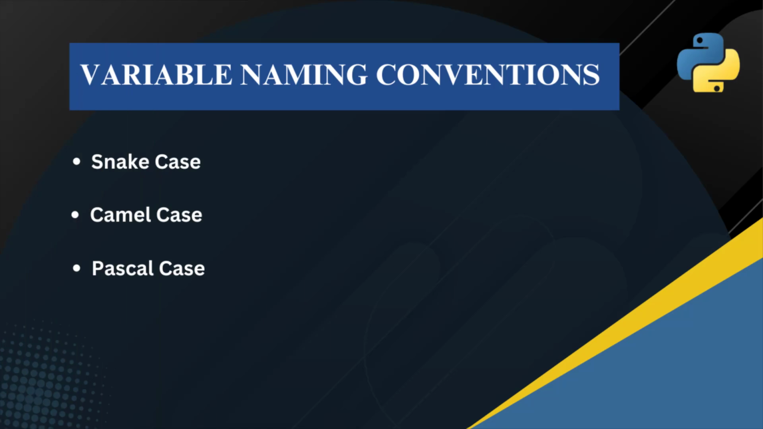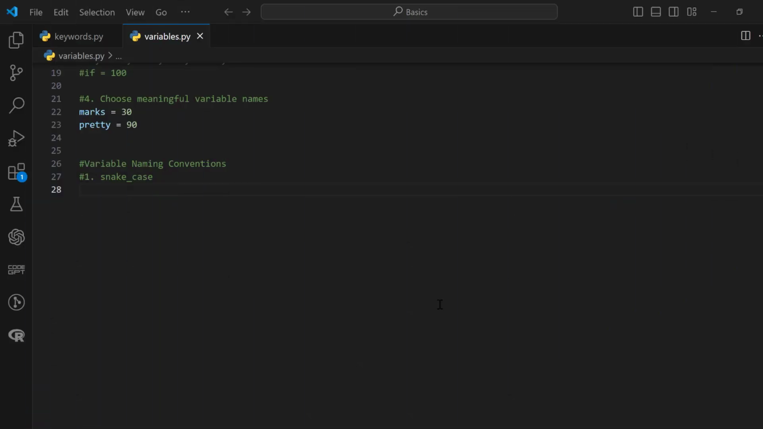Now let's talk about the different naming conventions you can use for variables. These conventions help make your code more readable and consistent. The first naming convention is snake case. In snake case, words are separated by underscores and all letters are always in lowercase. This is the most common naming convention for variables in Python.